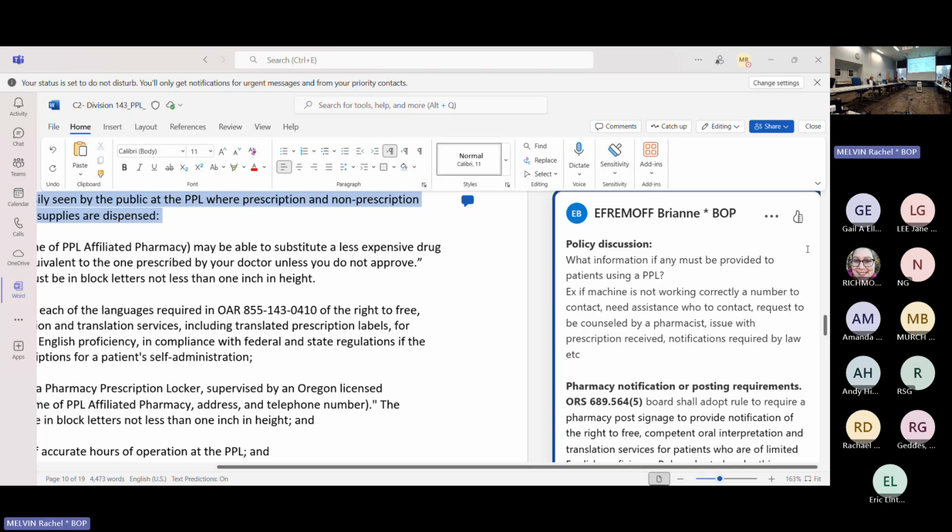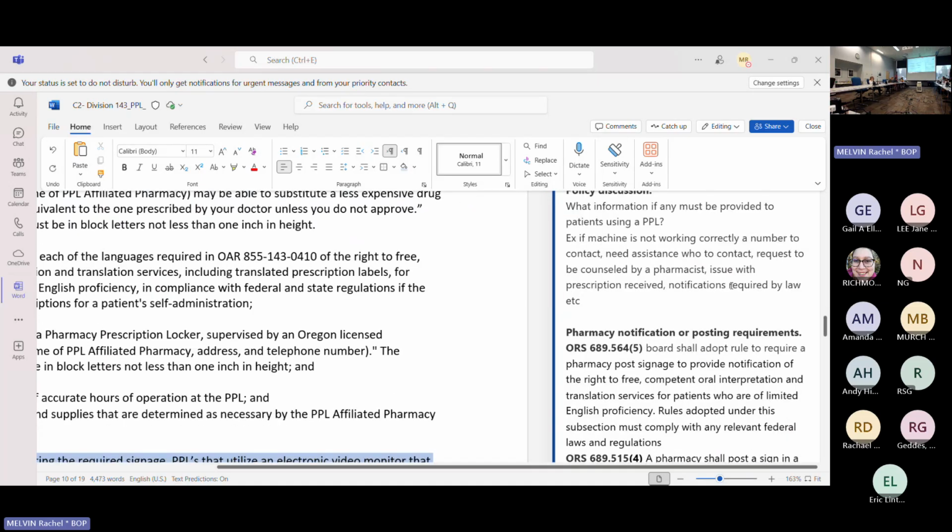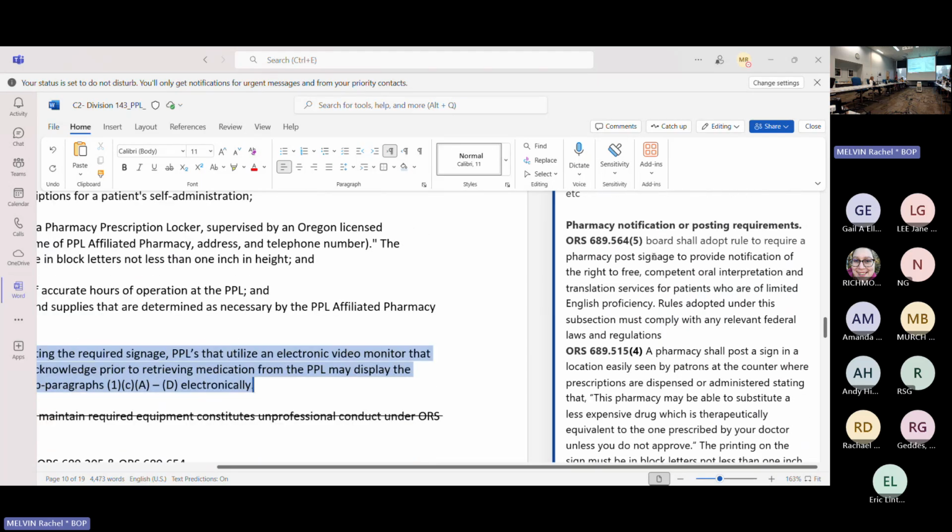So for board member consideration, what information must or should be provided to patients using a PPL? For example, if the machine is not working correctly, what is the number they should be able to contact if they need assistance? They need to request counseling. If it's an issue with the prescription being received or notifications by law, staff will do our homework in the background related to everything in law that the pharmacy is required to notify.